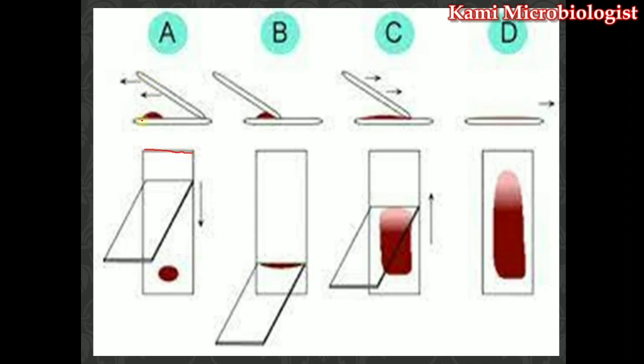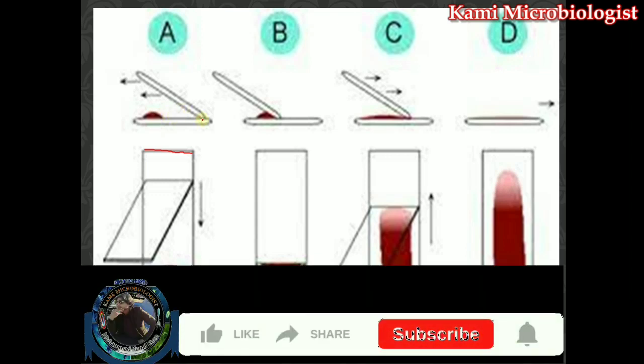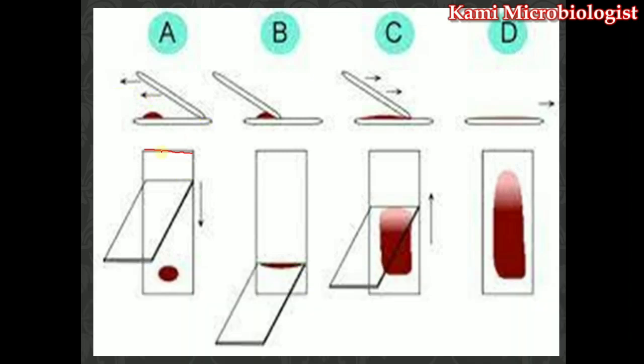As you can see, on the first slide we put the blood. This blood will be EDTA blood. Once we put one drop of the EDTA blood, we have to take another slide. We put the other slide on the first slide, as you can see, and then we move it in the backward direction.